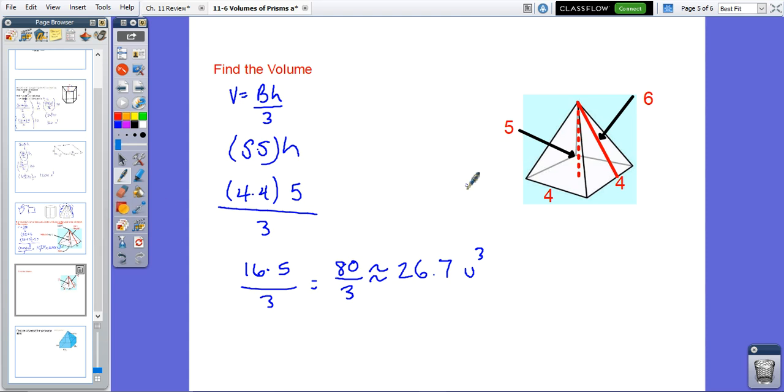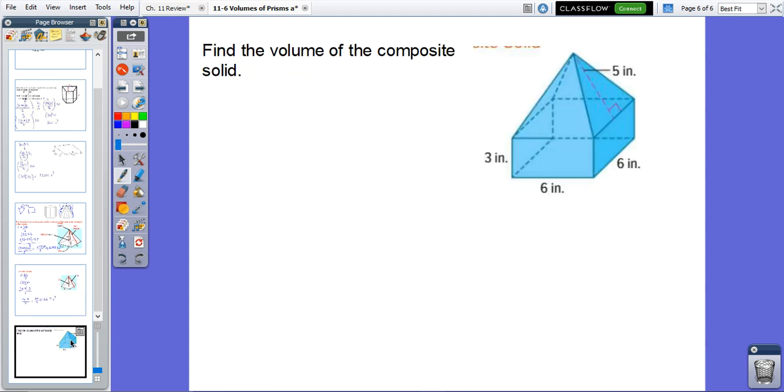All right, so let's put it all together. Here we have a composite figure. Remember, composite figures are figures that are made up of more recognizable figures put together. So let's look at this right here. We have a prism, our prism right here. The formula for the volume of a prism is area of the base times the height, okay? And then we have a pyramid. And the pyramid, remember, is area of the base times the height divided by 3.